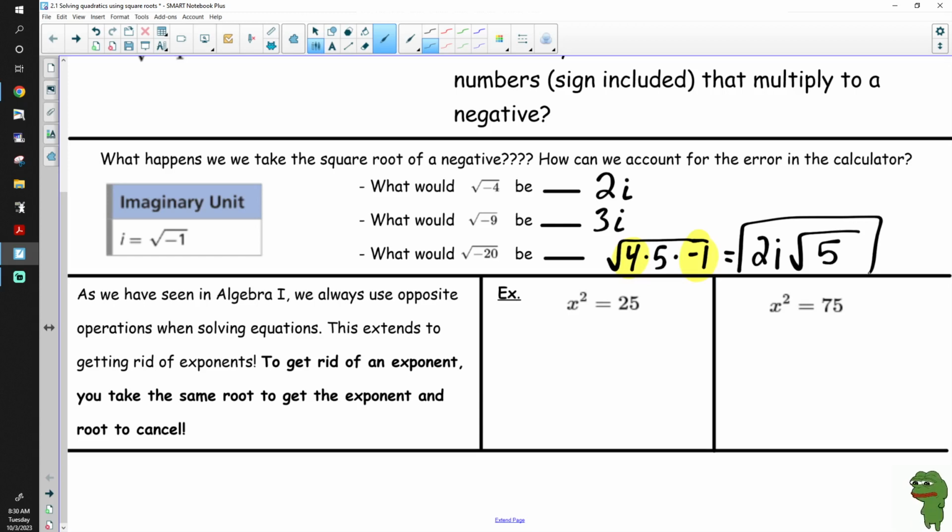2i square root of 5. i is kind of like a variable. It goes behind our number and attached. Simplified. Okay. Now let's go do another.